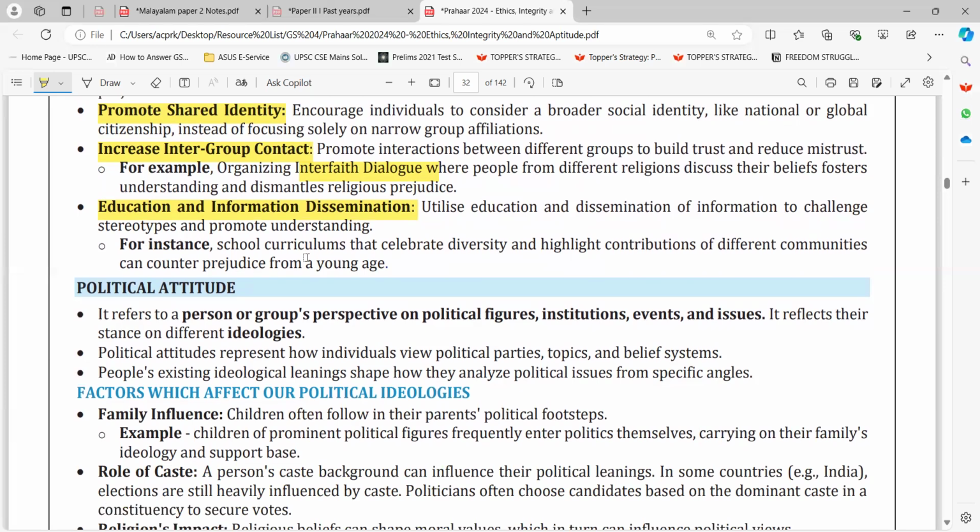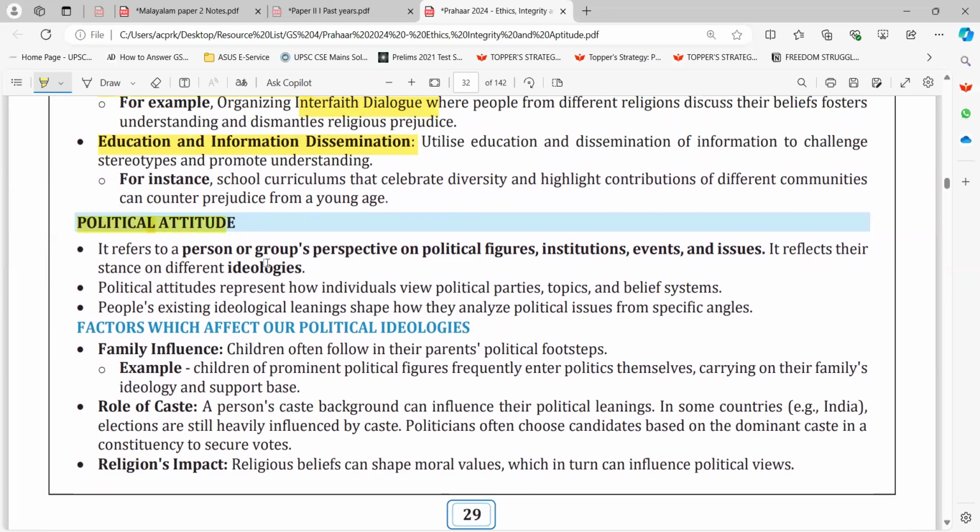For instance, school curriculums that celebrate diversity and highlight contributions of different communities can counter prejudice from a young age. Political attitude. It refers to a person or group's perspective on political figures, institutions, events, and issues. It reflects their stance on different ideologies. Political attitudes represent how individuals view political parties, topics, and belief systems.